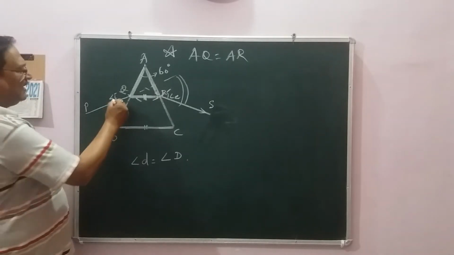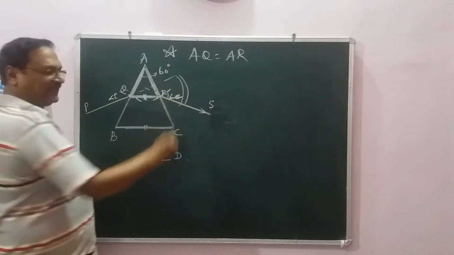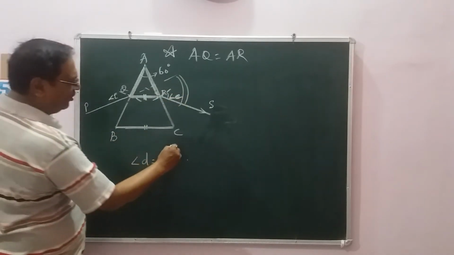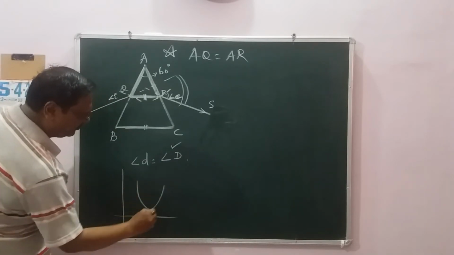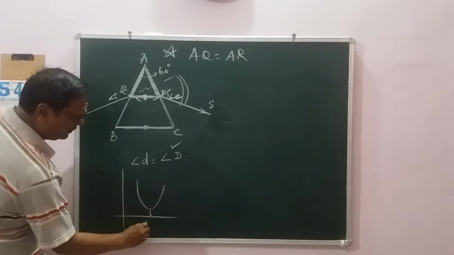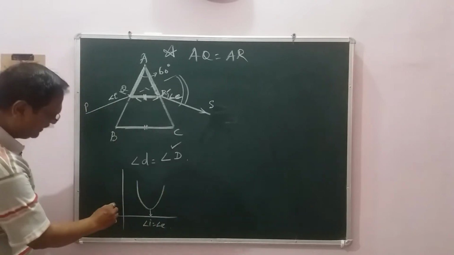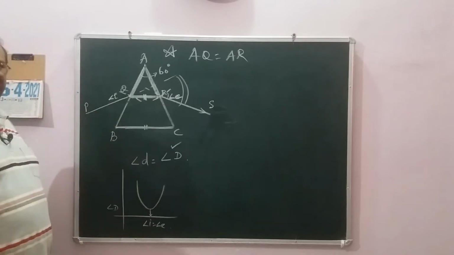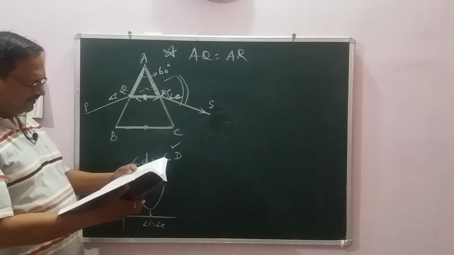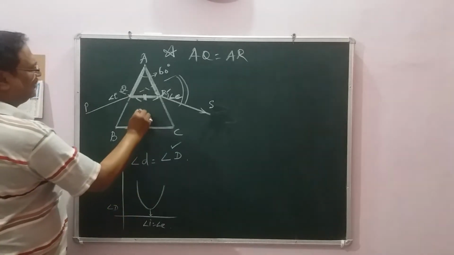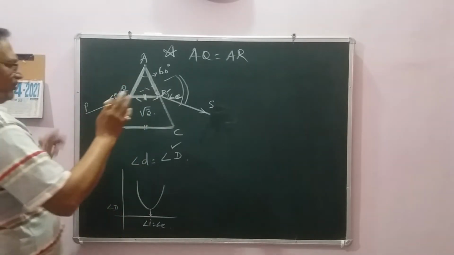Second, when will it happen? That time the angle of incidence will be equal to the angle of emergence, and that is called the angle of minimum deviation, which you did in a graph and found that angle i is equal to angle e. So this is the angle of minimum deviation. With this in mind, they have also given that the material of the prism has a refractive index of √3.